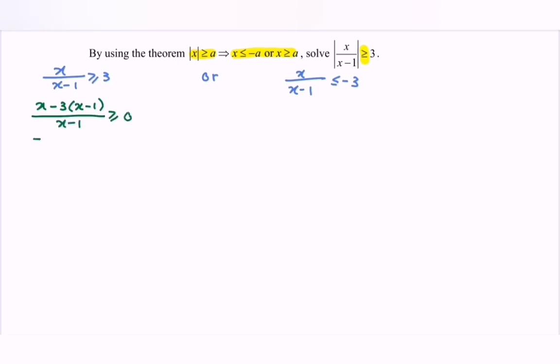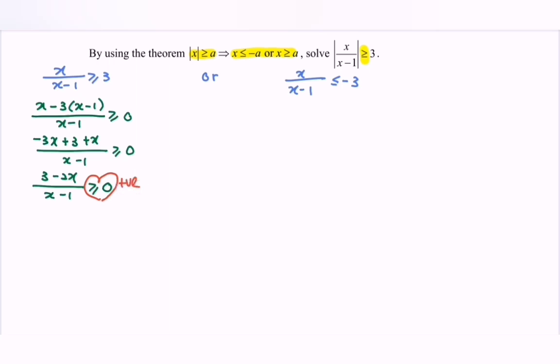So we have negative 3x minus 1, which becomes plus 3, and then plus x over x minus 1 greater or equals to 0. Continue. We have 3 minus 2x over x minus 1 greater or equals to 0. So here we have the simplest form. Determine the sign. We have the positive sign.